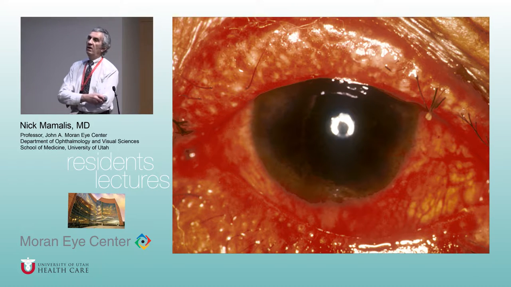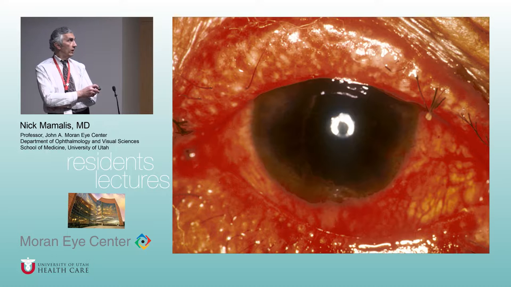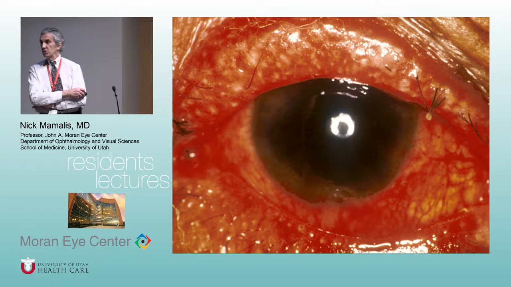If you see what's called a blepharoconjunctivitis that's not going away or not getting better, and you look carefully, you see that the margin is thickened, and there are these little yellow areas showing through, and there's loss of lashes. So this isn't just a blepharoconjunctivitis. This is indeed a sebaceous gland carcinoma.